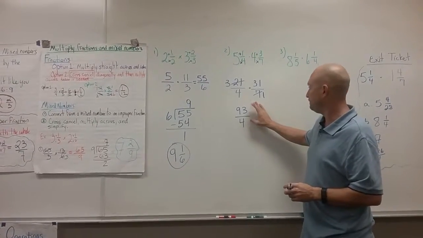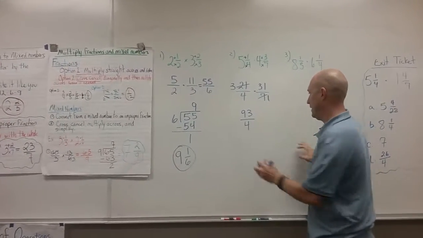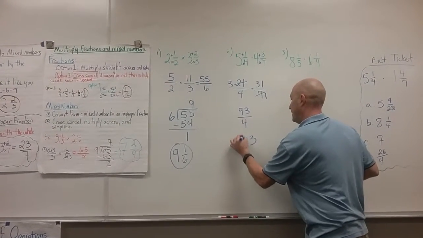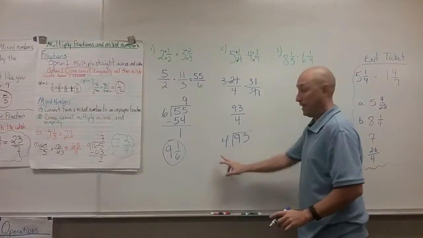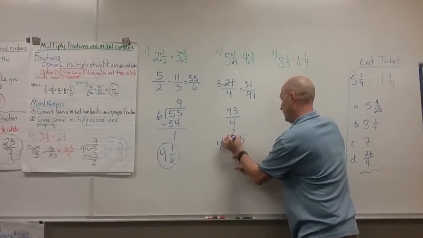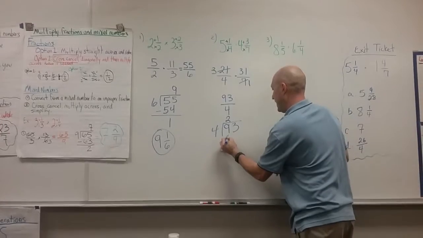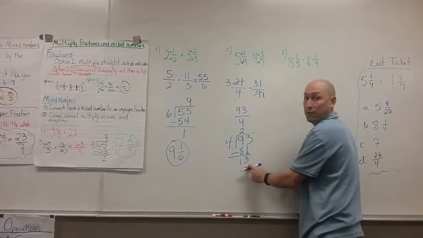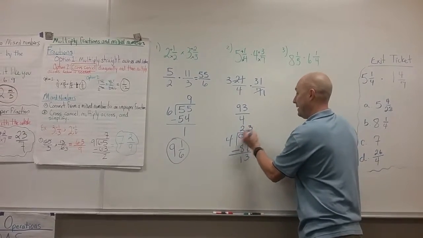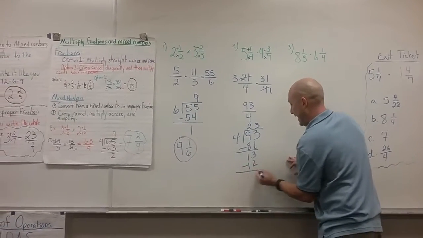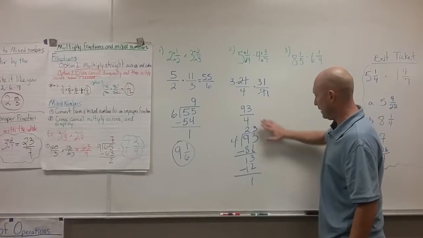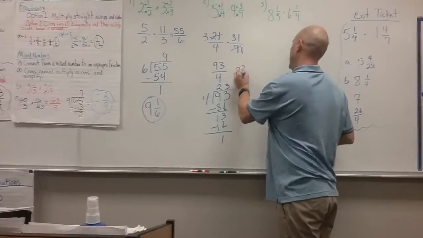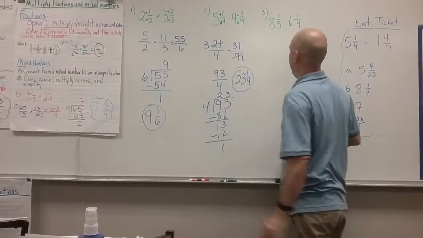Last thing I want to do is convert this back into a mixed number by dividing. 93 divided by 4. 4 goes into 9 2 times. 2 times 4 is 8 with 1 left over. Bring down my 3, making 13. 4 goes into 13 3 times. 4 times 3 is 12. And I'm left with 1 left over. So my answer is 23 and 1/4. 23 and 1/4 is my final answer here.